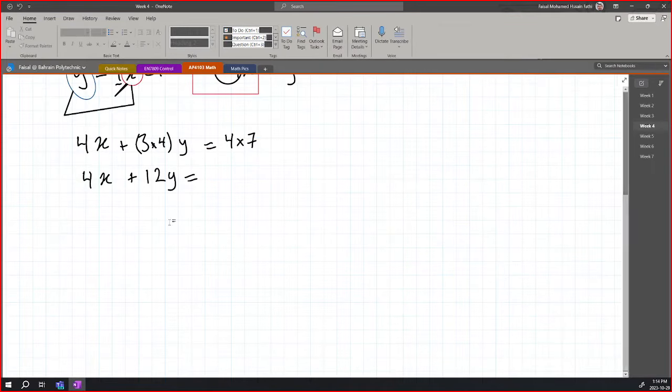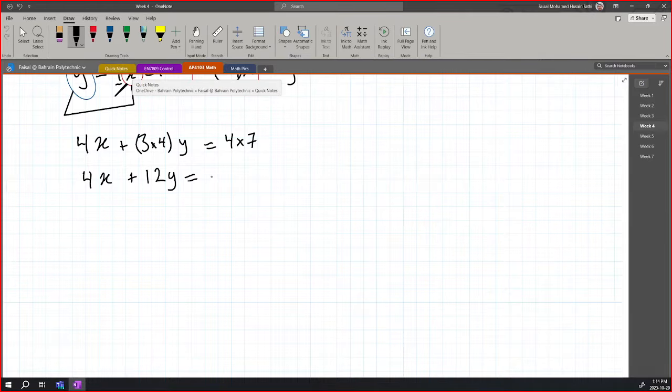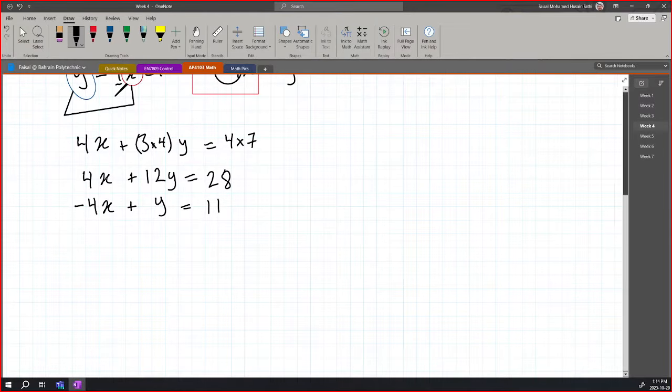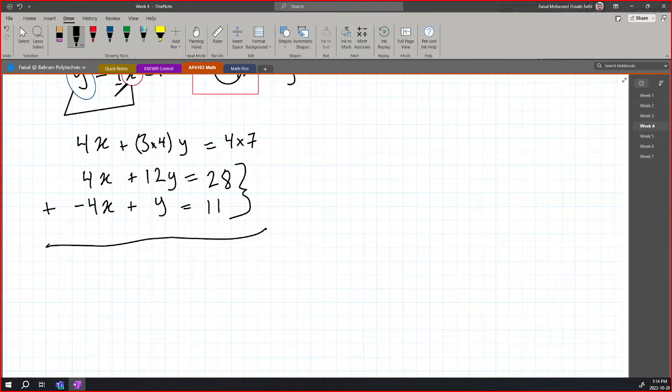And then we will be, like I said, 28. We will be rewriting this equation, the second equation up here: minus 4x plus y equals 11. As you can see, the 4x here will cancel with the minus 4x here when we are adding these two simultaneous equations. When we are adding the simultaneous equations, we will write it step by step.